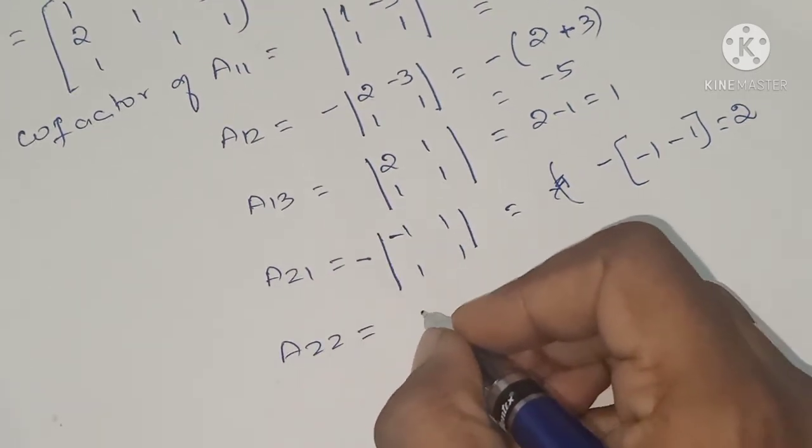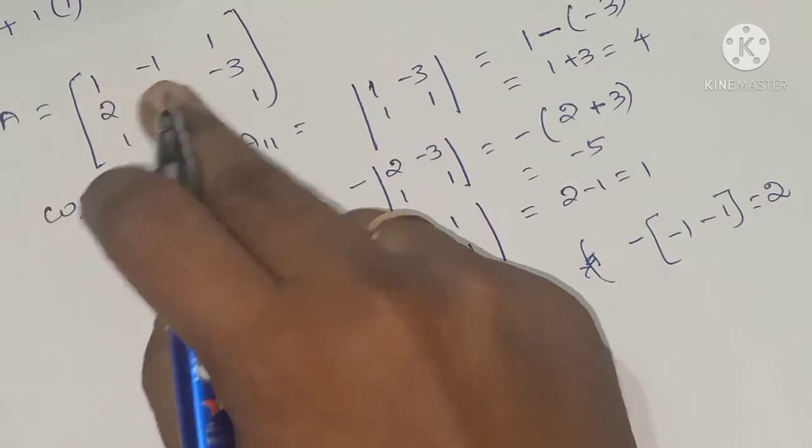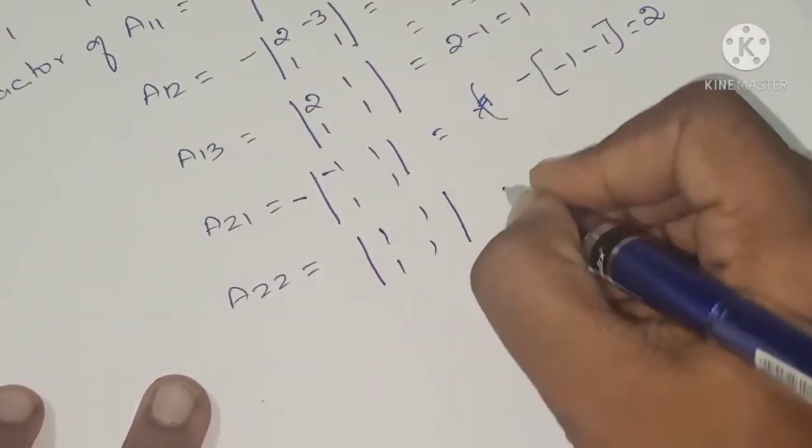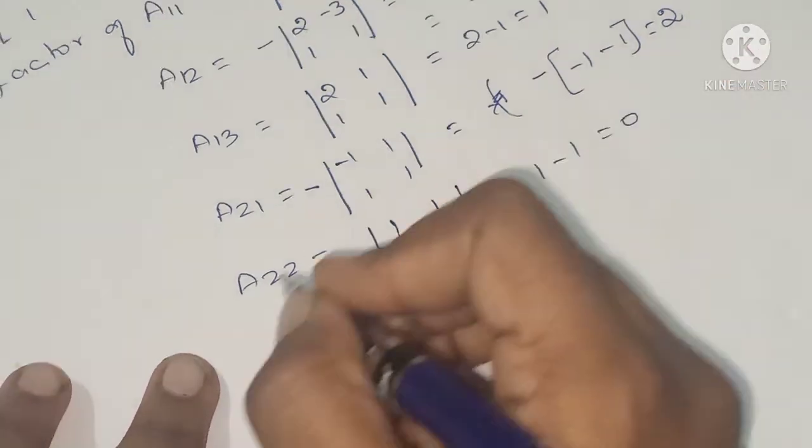It is an even number, so positive value. Hide the second row and second column. We get 1 1 1 1. So 1 minus 1 gives us 0.